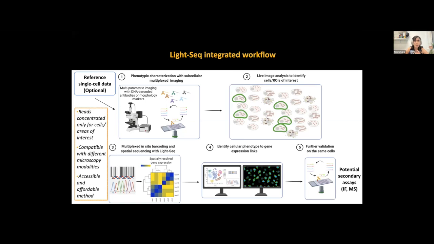So some of the really good advantages of this approach is that we are concentrating the sequencing reads only for the cells or areas of interest. And that actually saves a lot. You don't have to sequence whole tissue sections and so on if you are interested in only one subtype or one particular phenotype. So that's one good, very affordable side of the method. And it's compatible with different microscopy modalities. So you can do your imaging on whatever approach or microscope you want to use, and then do the barcoding.